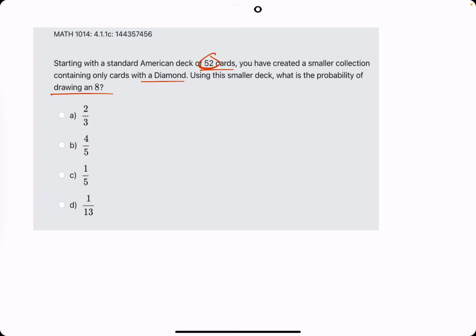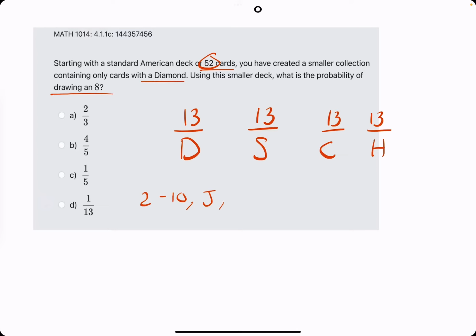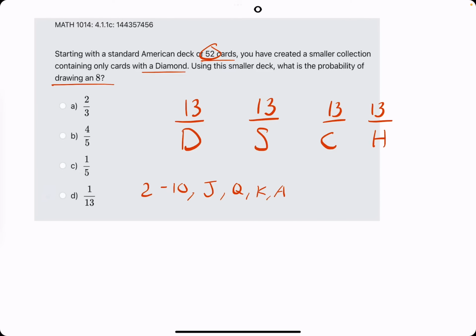Of the 52 cards, there are 4 suits, basically 4 categories. There are diamonds, spades, clubs, and hearts. Each of these suits or categories has 13 cards. Of those 13 cards, each suit has cards numbered 2 through 10. And then there are the face cards: jack, queen, king, and an ace. So this makes up the 13 cards in each suit.